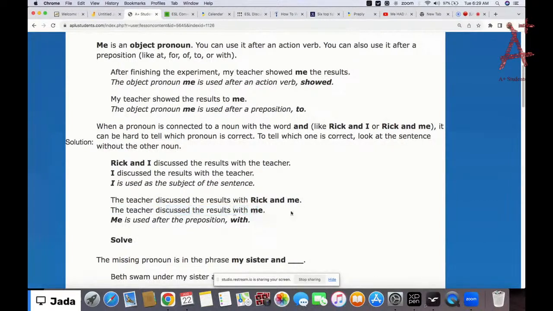So make sure that when you're phrasing the sentence, for the object pronoun, they have their prepositions there and maybe an action verb. Okay, it depends on one of the above. And for the subject pronoun, you have to note that the pronoun there should be the subject of the sentence.